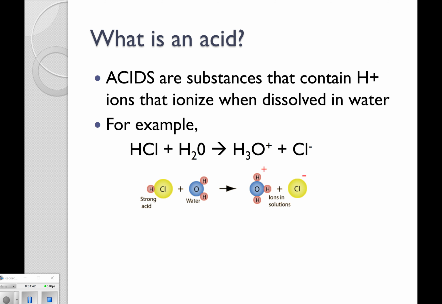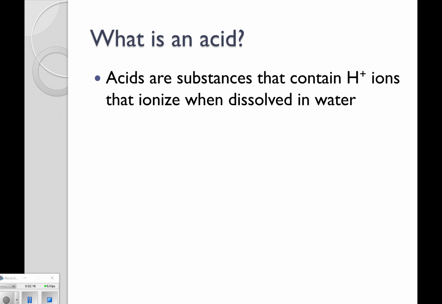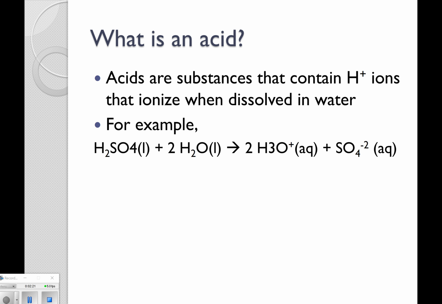For example, if we take hydrogen chloride, or more commonly known as hydrochloric acid, and we add that to some water, what this HCl is going to do is donate a hydrogen to the water molecule here, and it's going to create this special ion, H3O+. And since HCl contributed that H plus into this solution here as a product, it is considered an acid. It's quite a simple definition. So it's a substance that contains H plus ions that ionize in water.